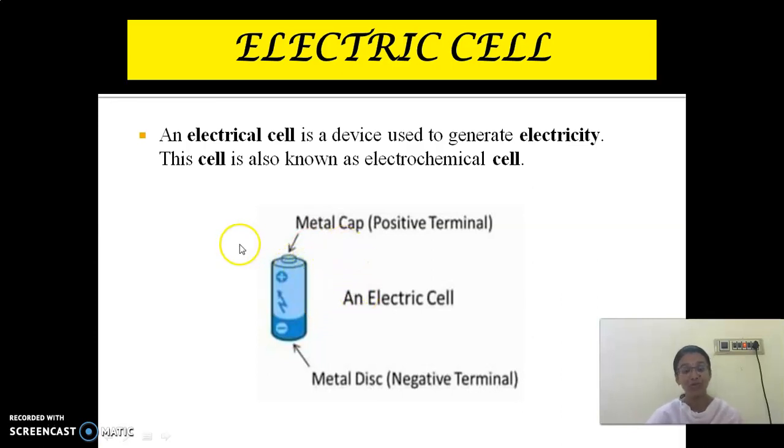I am going to explain to you about the cell. This is an electric cell. The top metal cap, there is a cap-like structure, right? This is called the positive terminal. And the bottom disc-like structure is called the negative terminal.